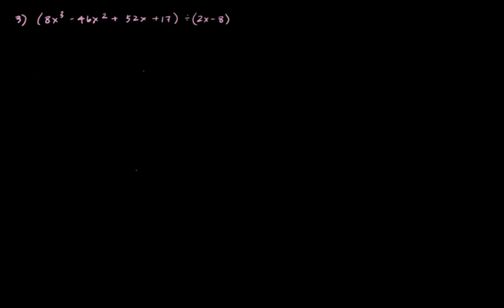Let's go ahead and set it up first. I'm going to use long division. We have 8x cubed minus 46x squared plus 52x plus 17 divided by 2x minus 8.